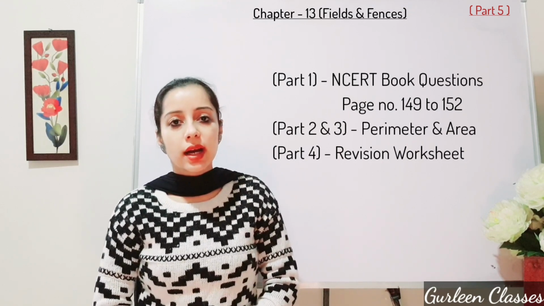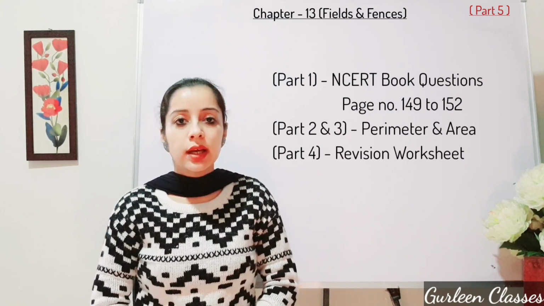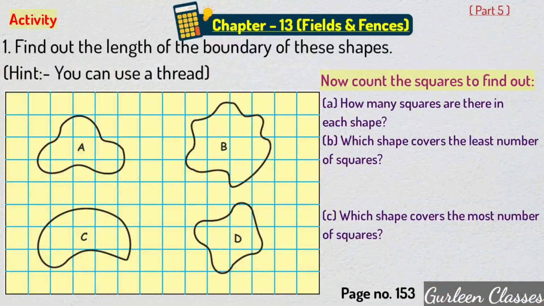Today we are going to start part 5, NCERT book questions from page number 153. So let us do these questions on screen. Let us start from NCERT book questions, page number 153. The first activity is: find out the length of the boundary of these shapes. Hint: you can use a thread.